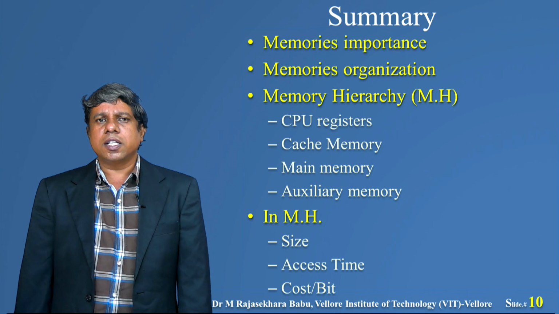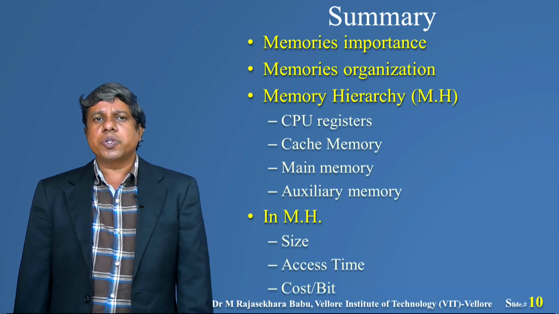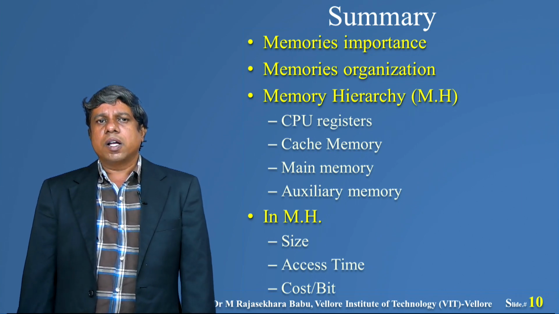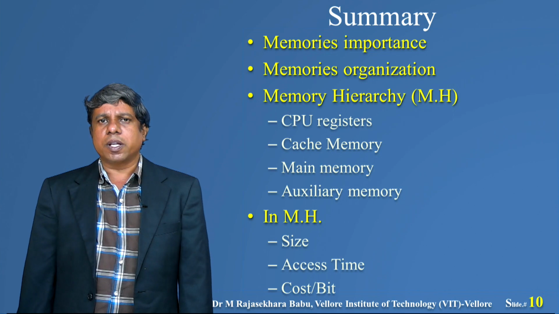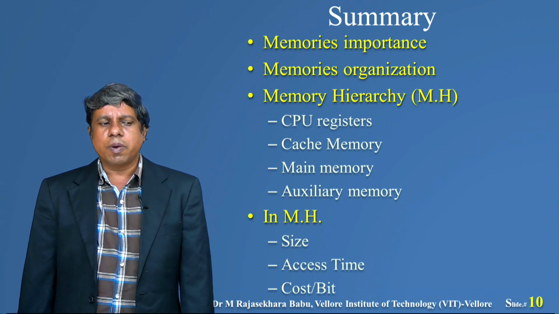Last one is the cost per bit. Cost is increasing from the auxiliary memories to the CPU registers. Cost is decreasing from the CPU registers to the auxiliary memory. These were the points discussed as part of the memory hierarchy.